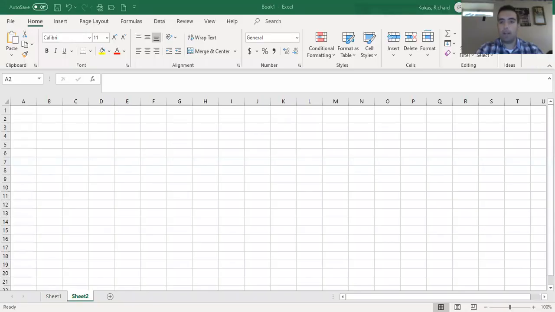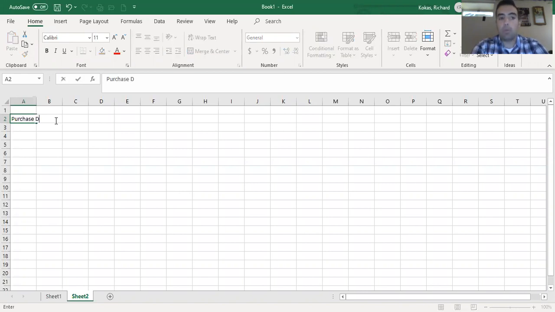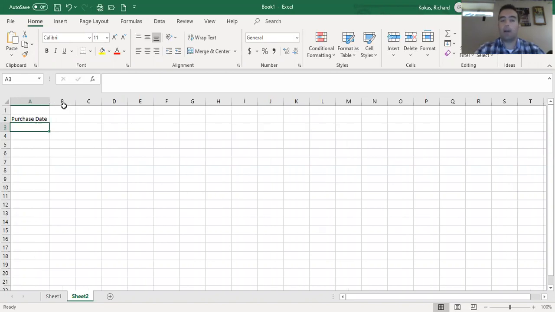Okay, I've got a sheet already. I'm going to briefly make a table for you, and the table is going to have four main columns. The first column is going to be the purchase date. We're going to have three different dates on which we pretend our company purchases inventory. So column one will be the purchase date.